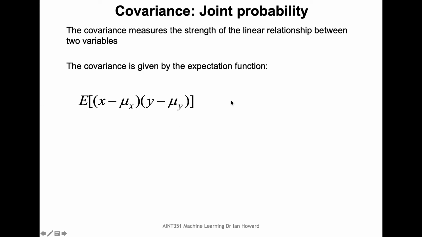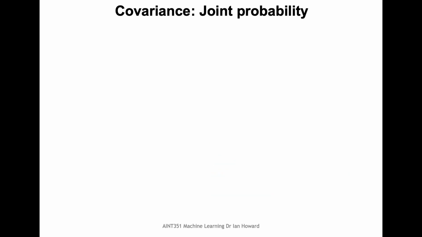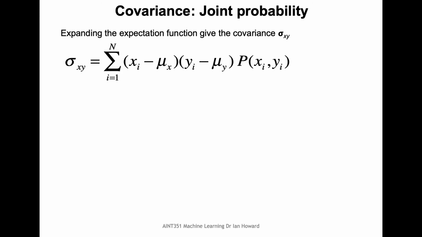And again, to calculate the expected value, all we have to do is add them up and divide by the total number if we're doing it with discrete cases, or we have to do an integral if we're doing a continuous case. So basically expanding our expectation function to give the covariance of x and y, this is what it looks like.